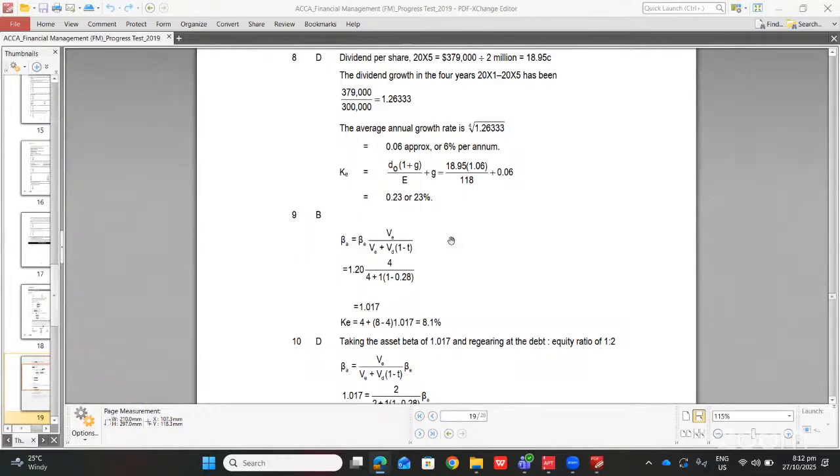Of course, you have to work out your beta. Based on the information, you need your asset beta. So what you'd be doing is calculating it: you have the equity beta of 1.2, your equity being 4, your debt being 1, the tax rate being 28%. That gives you your asset beta.